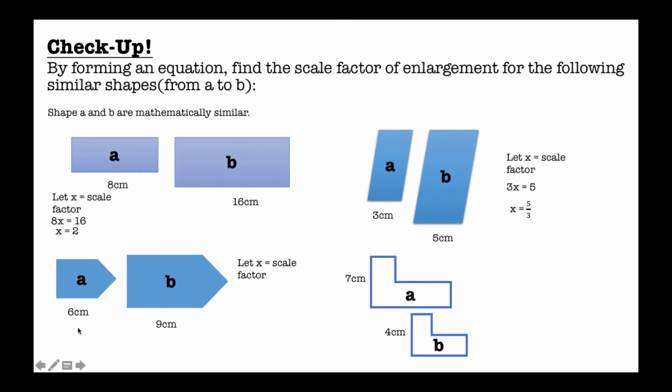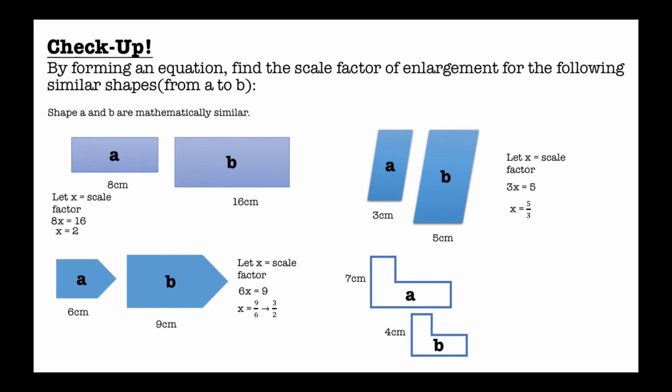This one here, 6 times something equals 9. So 6x equals 9. Divide by 6. So x equals 9 over 6, or we can cancel it down to 3 over 2. We could also write that down as 1.5 because 3 divided by 2 is 1.5. So we can either say that x is 3 over 2 or 1.5. Sometimes it's just easier to leave it as a fraction.